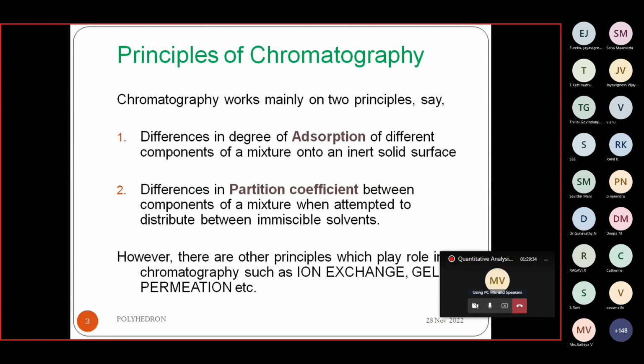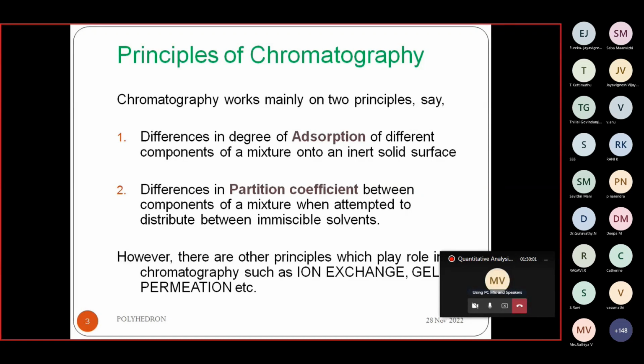Similarly, there is another principle which is called partition coefficient. This is the tendency of a solute molecule to get dispersed into different immiscible solvents. So with these two things, I'm not going to explain everything about partition coefficient and adsorption, but I give an idea of what adsorption and partition coefficient are. Just keep it in mind. It will be useful when we go through the session.